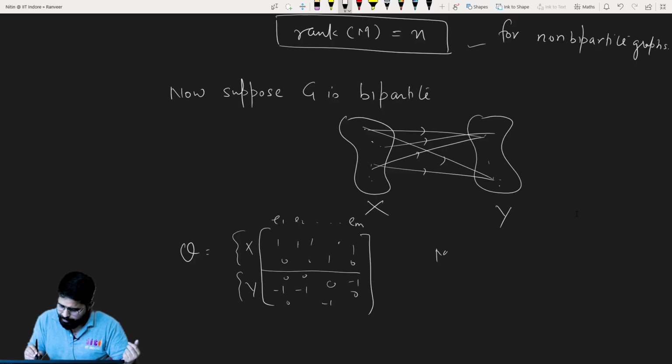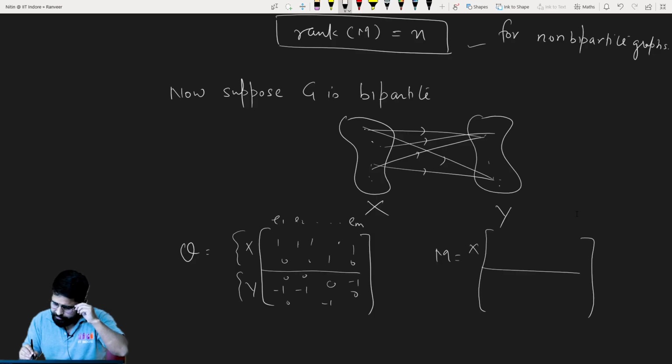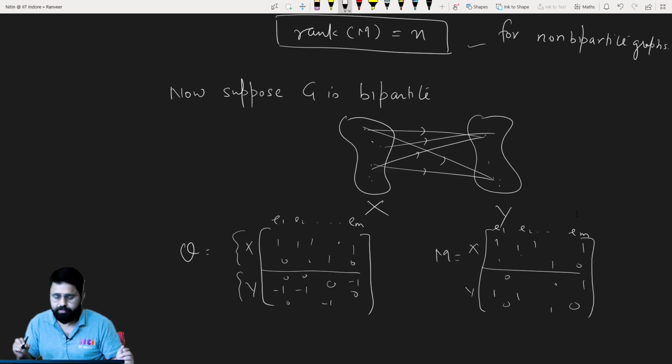Okay, and what is your M? M is actually the same as this matrix, except that our part is the same. And this is y, e1, e2 up to em. Okay, so everything is the same. But here, instead of -1, there will be +1s. Okay, that's all the difference.